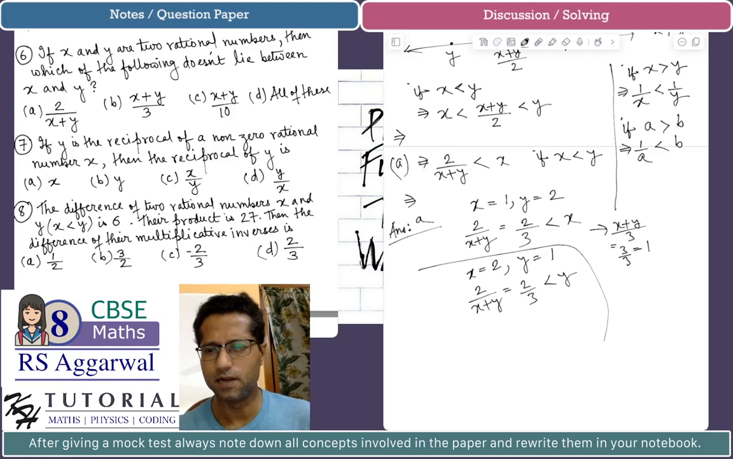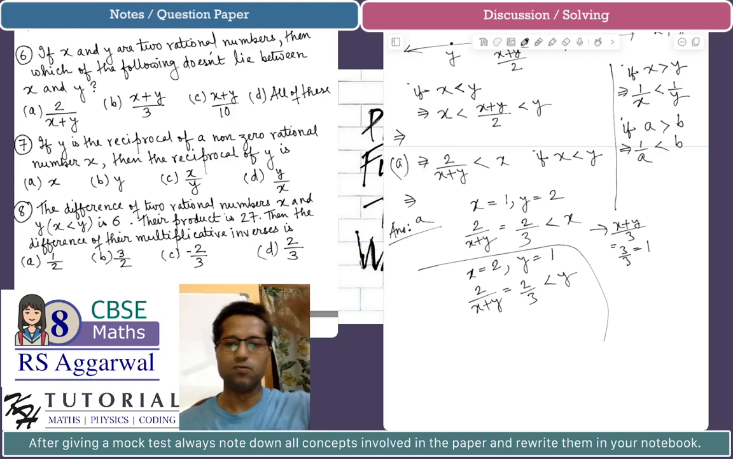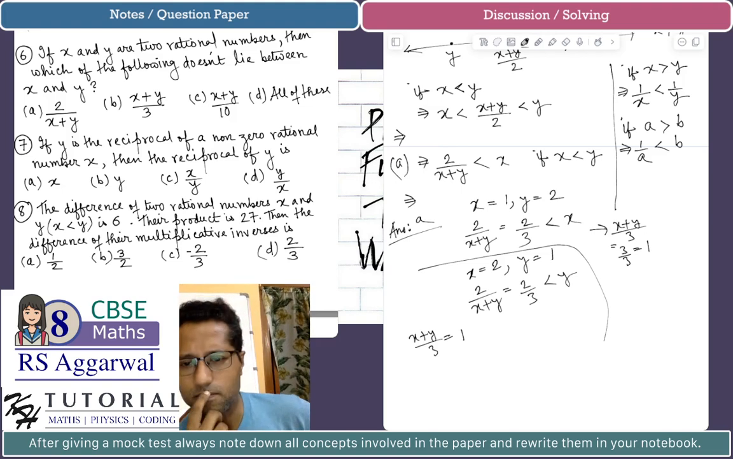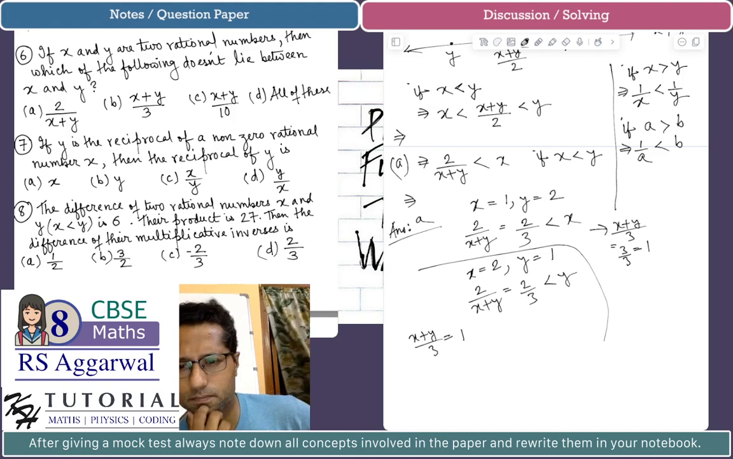This was regarding x equals 1 and y equals 2. What about if x equals 2 and y equals 1? Then also you will see that x plus y by 3 will be the same, that is 1. So it is becoming equal to 1. In this case also it is not lying between x and y. So x plus y by 3 is, once again, which of the following doesn't lie between x and y?